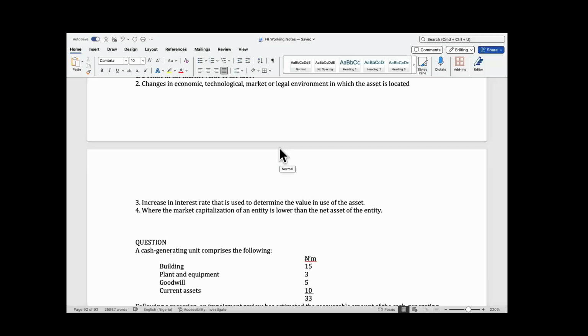For those entities that are listed on the markets, where the market capitalization is lower than the net assets, the book value of that company, then in that case, it is also an indicator. It can indicate that it is impaired, right? Can indicate that it is impaired.